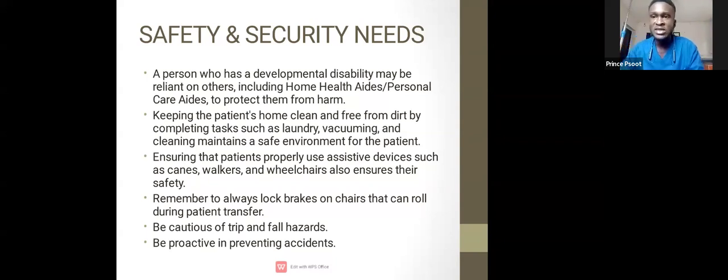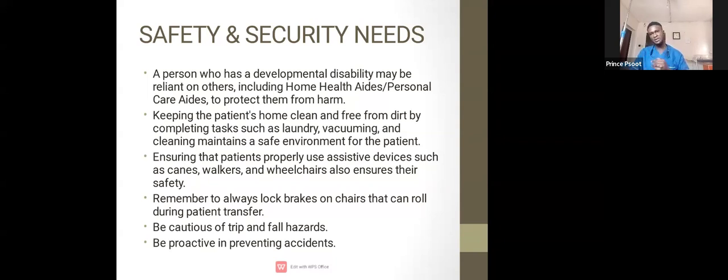A person who has a developmental disability may be reliant on others, including home health aides or personal care aides, to protect them from harm. These patients cannot protect themselves, and they need someone to protect them and secure them and prevent them from harm. Harm is not just physical harm, but also health hazards, as well as infections, bacteria, and diseases that can affect your patient.